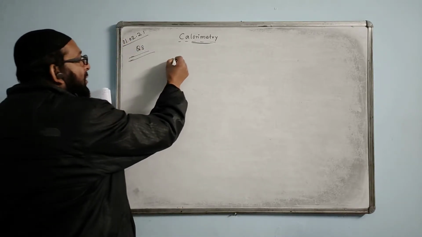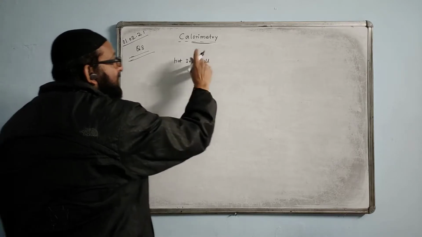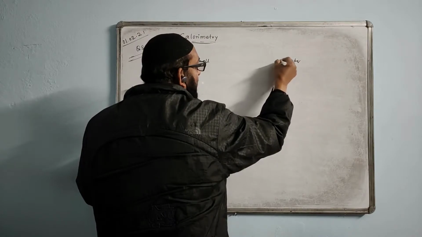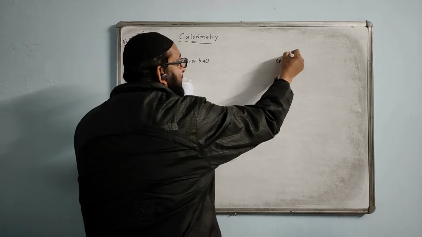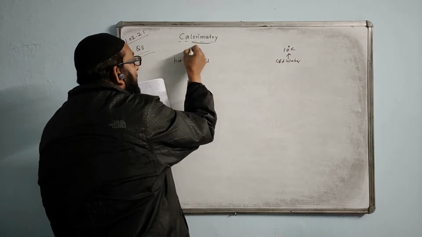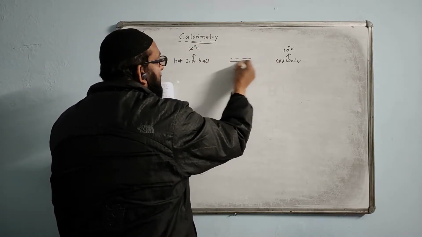So they are saying there is a hot iron ball which we are putting into water. This side we have cold water, and the initial temperature of the cold water is 10 degrees Celsius. The hot iron ball's initial temperature is not given. That only we have to find, X. But after mixing them, the temperature becomes this mixture temperature.